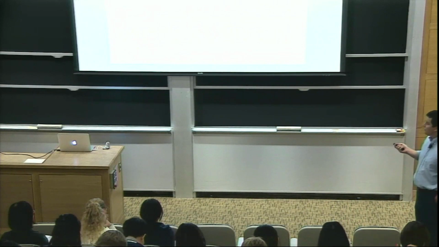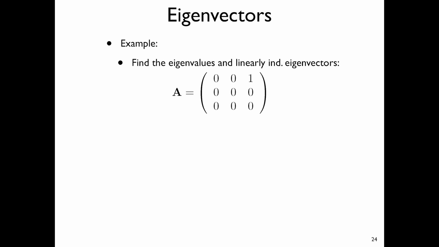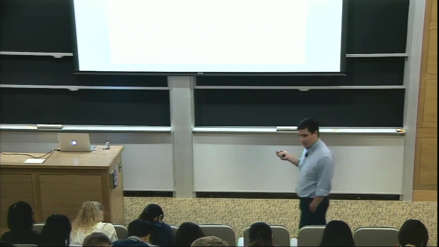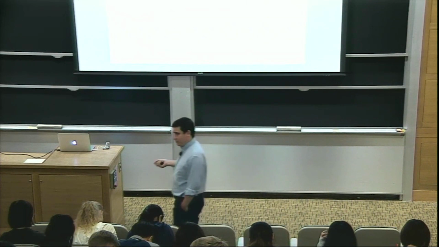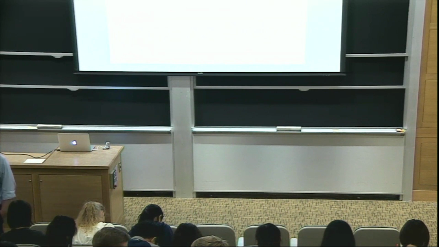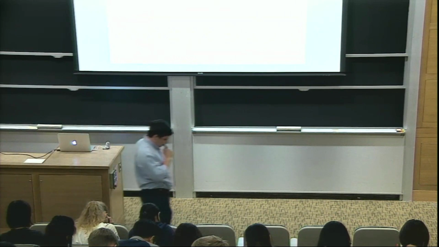Okay, now here's an example for you to do. Can you find the eigenvalues and some linearly independent eigenvectors of this matrix? Which looks like the one we just looked at, but now it's 3 by 3 instead of 2 by 2. And if you find those eigenvalues and eigenvectors, what are the algebraic and geometric multiplicity?